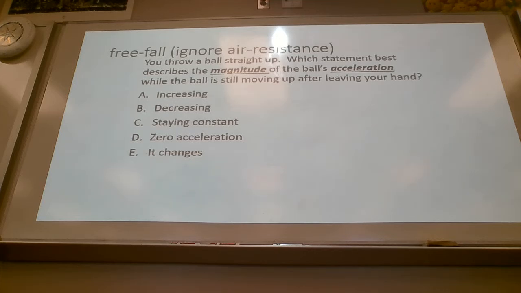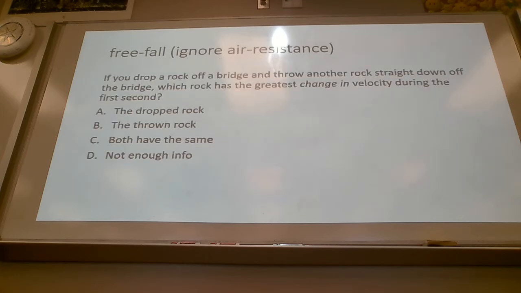The correct answer is C, 9.8 meters per second squared downward. If you were tempted to say decreasing, then you're still getting velocity and acceleration confused. If velocity is how fast you're going, acceleration is how quickly that velocity is changing, changing at a constant rate.